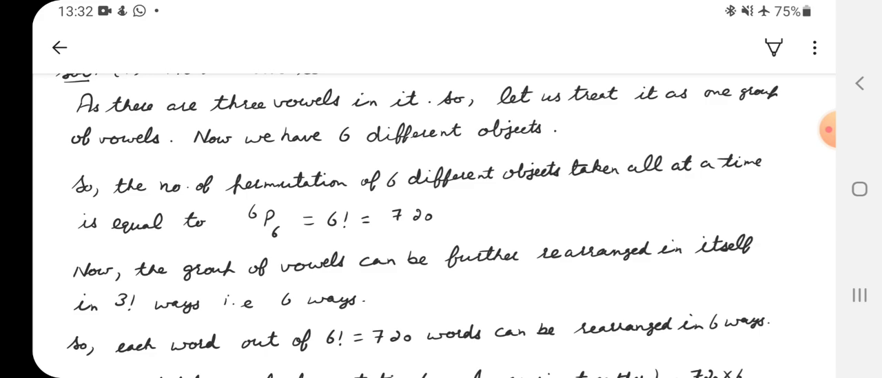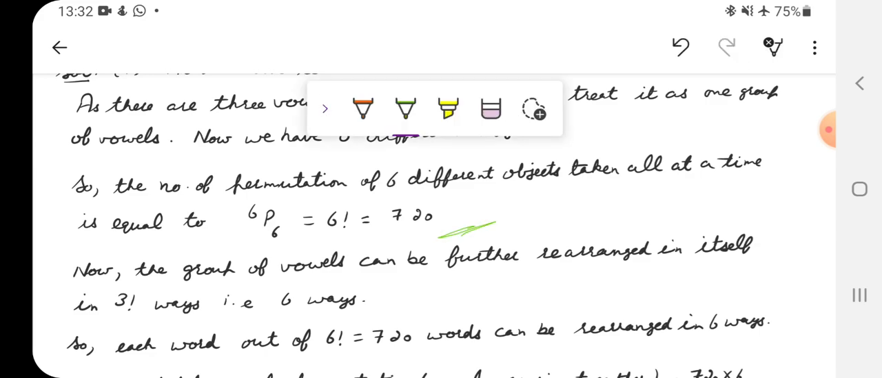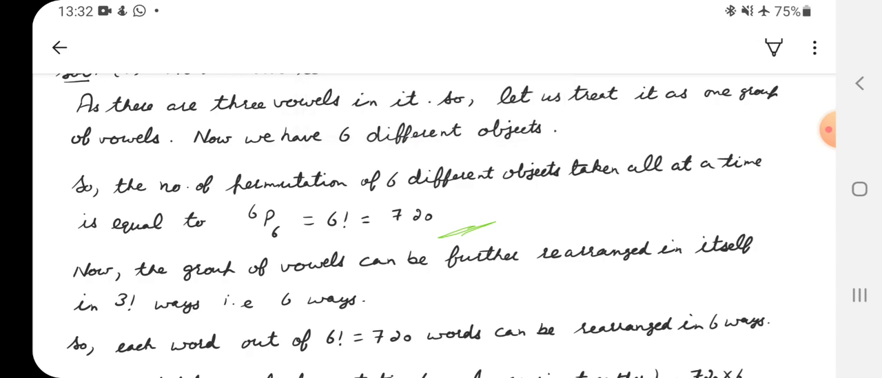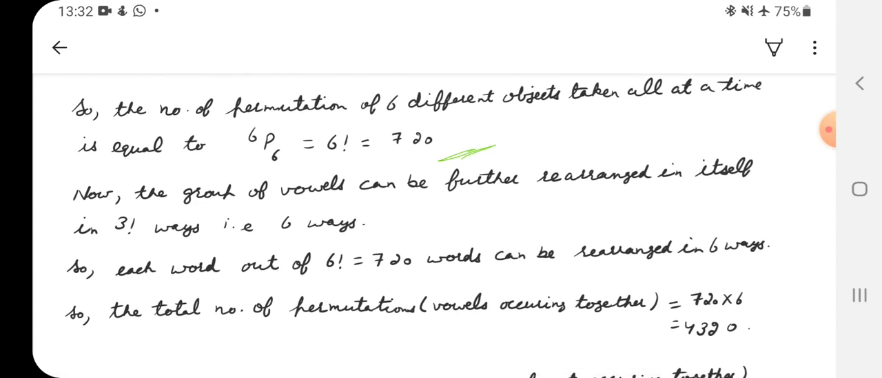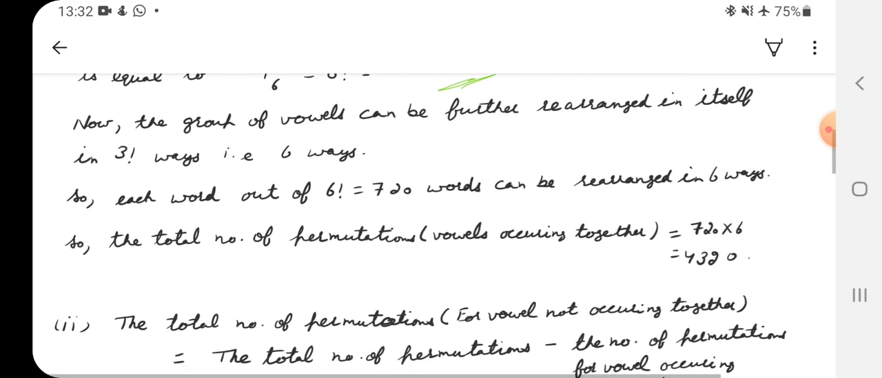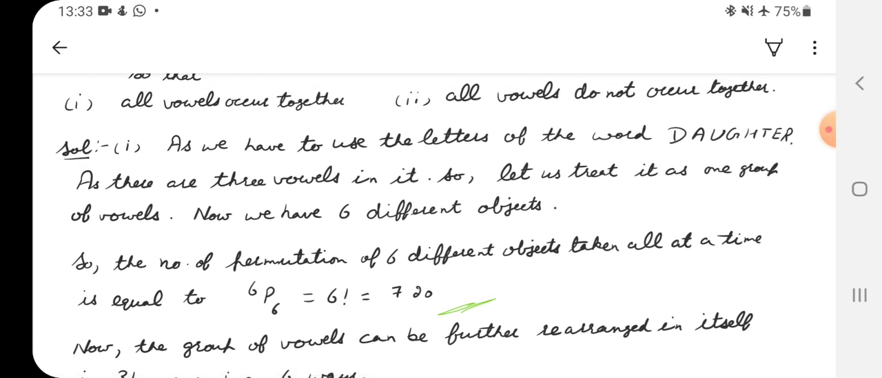Now out of these 720 words, we can arrange each word in 6 different ways. So how many words will we have? 720 into 6. So each of the 6 factorial equals 720 words can be rearranged in 6 ways. So the total number of permutations with vowels occurring together will be 720 into 6, which is 4320. So this is the number of words in which all the vowels are occurring together.